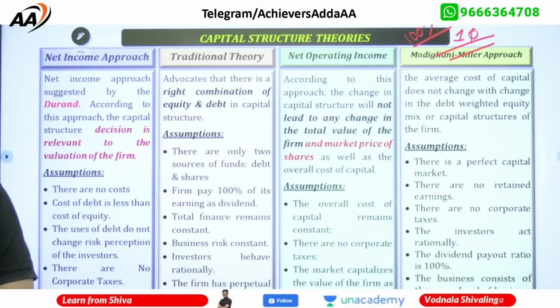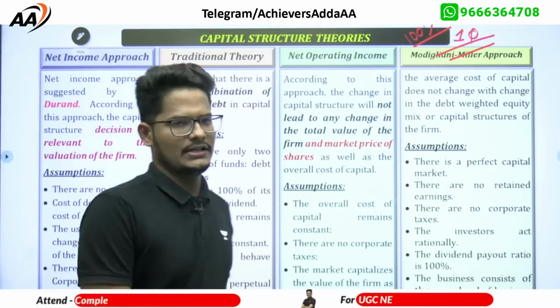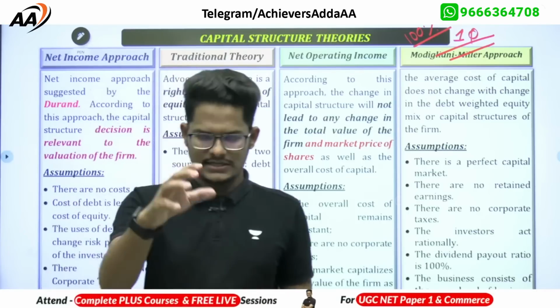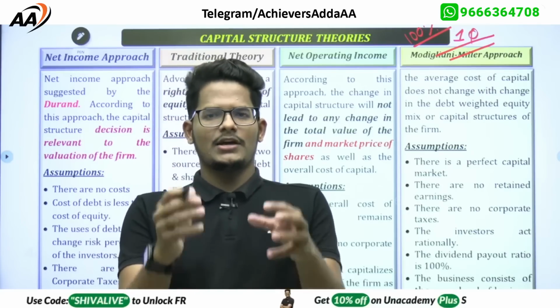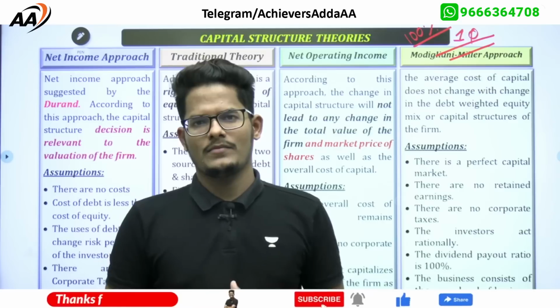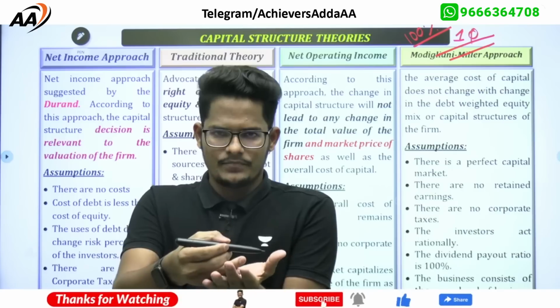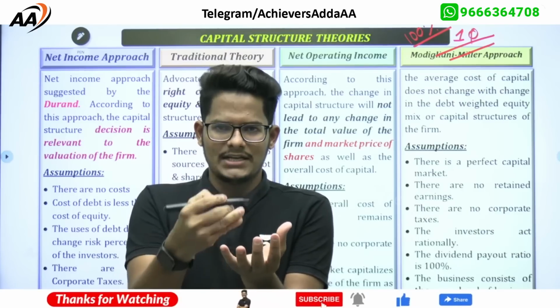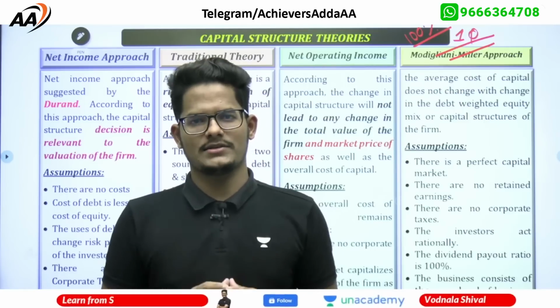Capital structure theories. How many theories are there for deciding a capital structure? First, decide what capital structure is. Capital structure means the proportion or mix of various capitals: how much proportion of equity, how much debt, how much preference capital we need to keep in our capital structure.